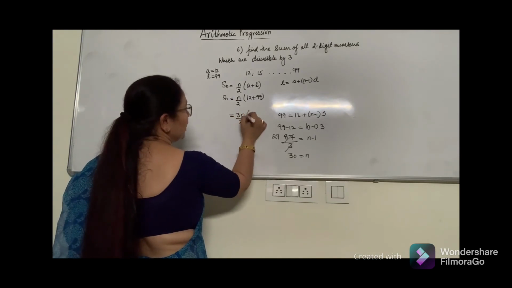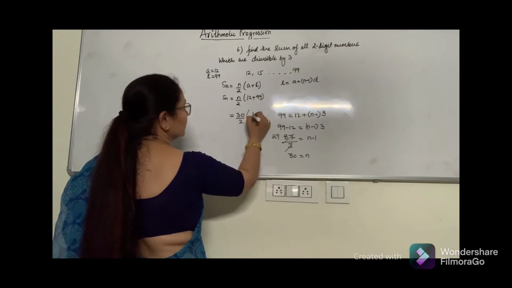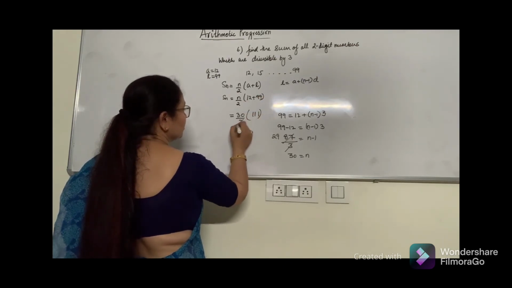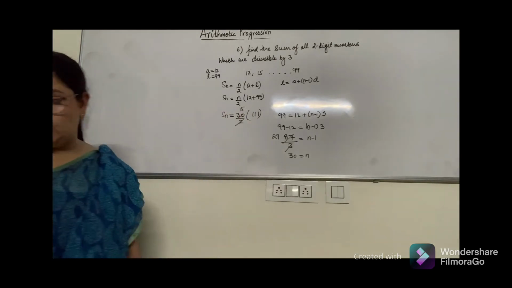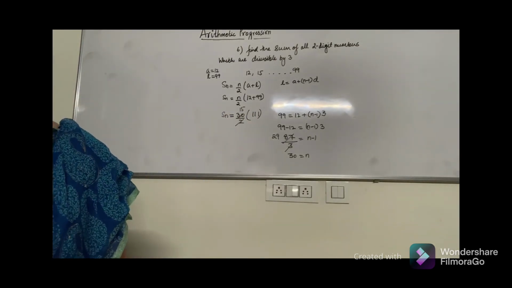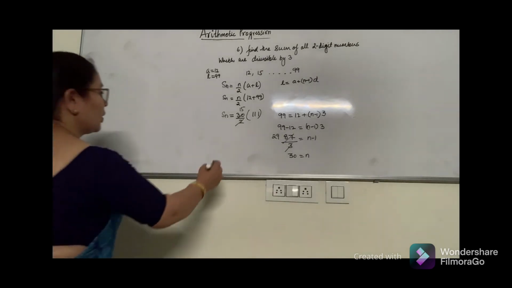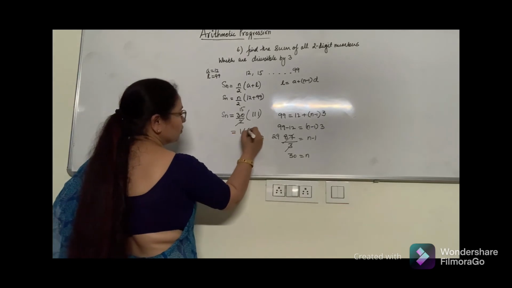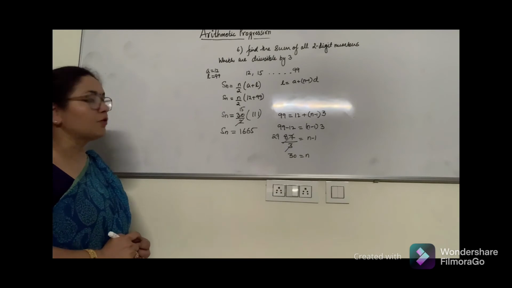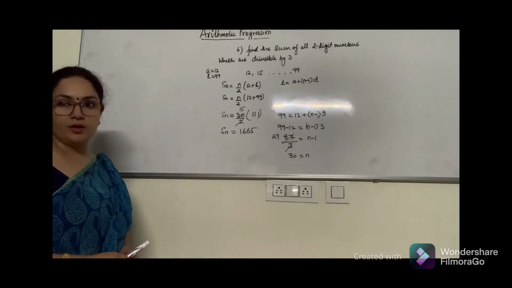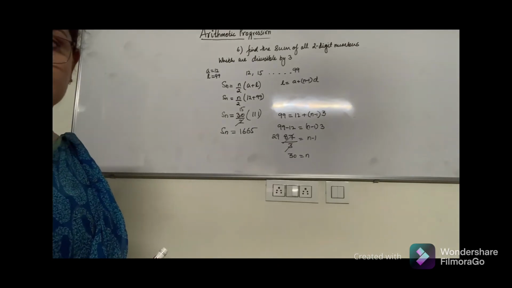30 divided by 2 gives us 15. So the sum will be 15 multiplied by 111, and we are going to get 1665. Do the multiplication on your own. So the sum of all the terms is 1665. Pause the video to note it down. We'll do 2 more questions.